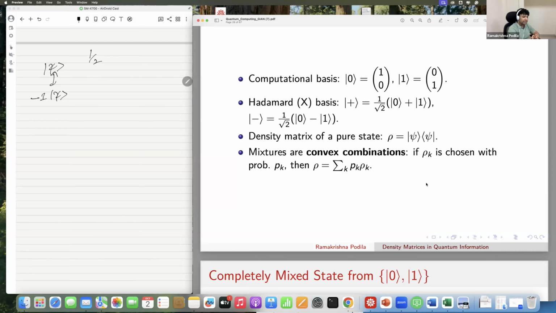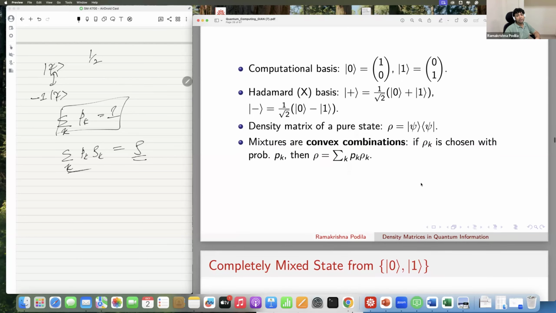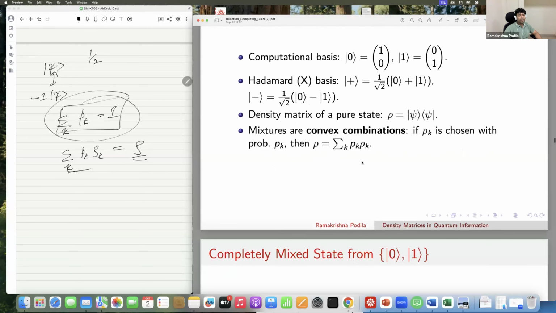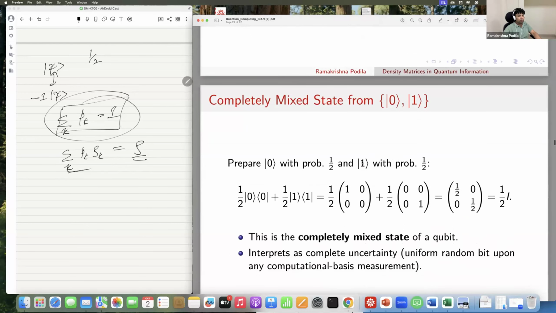All that this means is that the sum over k of p_k is 1. As long as the sum of p_k is 1, then whatever the result of the sum over k of p_k rho_k is, it is a valid density matrix. That is not necessarily the case with state vectors. In the case of state vectors, if you average like that, you may end up getting 0, like we have seen in the case of psi and minus psi. So as long as this is a convex combination, meaning the sum of p_k is 1, whatever you get is a valid density matrix.